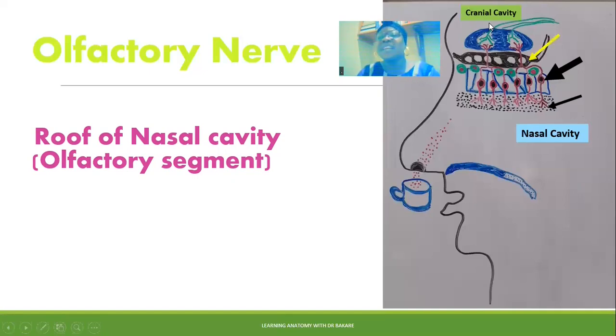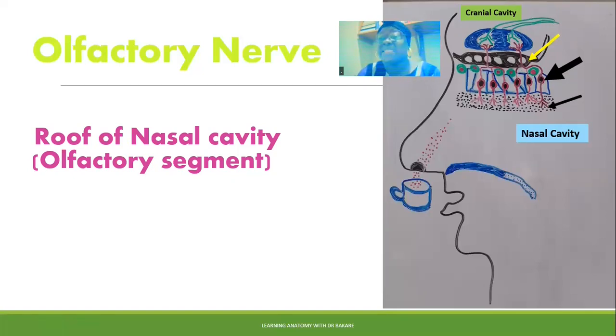So if you look at this structure that is arrowed here in yellow, this is the cribriform plate of ethmoid bone. This is the pad of bone that is seen to demarcate the cranial cavity up here, and the olfactory segment of the nasal cavity down here. And of course, we know that the olfactory nerve needs to pass through this structure for it to enter into the cranial cavity. And this is why we have the creation of foramina on the cribriform plate of ethmoid, so as to allow for the passage of this olfactory nerve to enter into the cranial cavity.